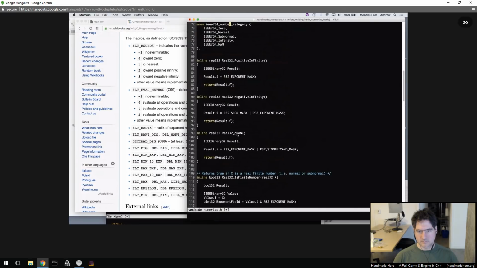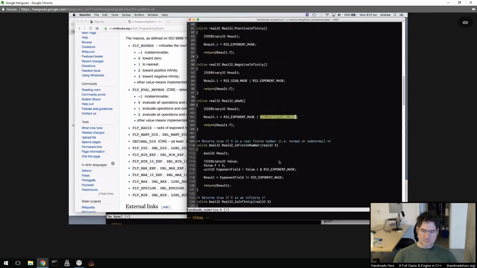This returns a quiet NaN, which is where I just set the significand to all ones. It has to be at least the first bit, the most significant bit, has to be 1. I just set them to all ones. That's a fairly standard way of doing it. And now finally some queries.